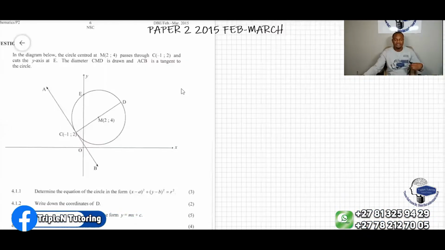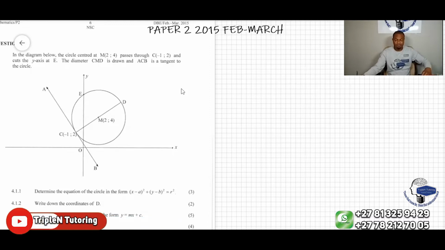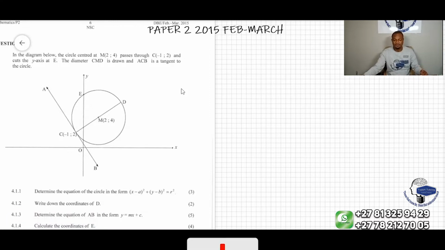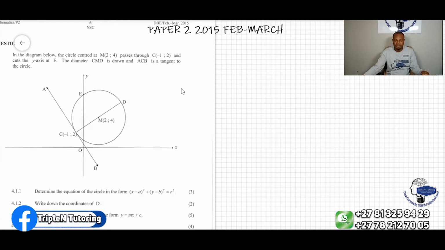Well, we have a question here that says, in the diagram below, the circle centered at M, the point M is given by (2, 4), and passes through the point C, and cuts the y-axis at E. A diameter CMD is drawn, and ACB is a tangent to the circle.